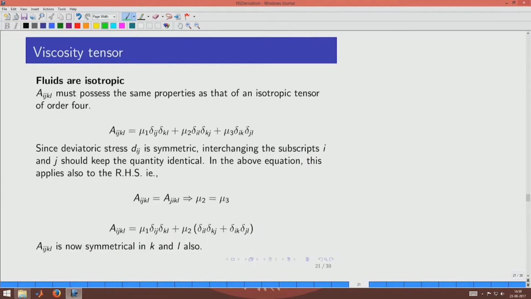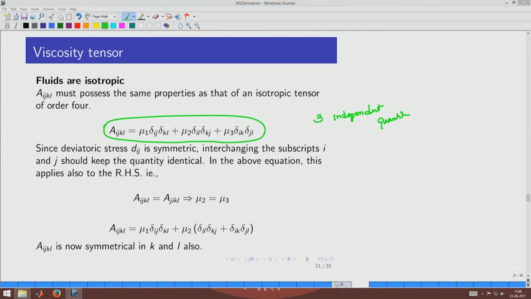The most generic way of writing it is in this manner, where there are actually 3 independent quantities, which are basically mu1, mu2, mu3. So, if you take a very generic tensor Aijkl, which is a fourth order tensor, you must have 81 components, but in this case the Aijkl is a property related to a liquid, which is isotropic. So, we can say that this kind of expression can be used, which means there are only 3 independent quantities. So, we put it in and then see what happens.